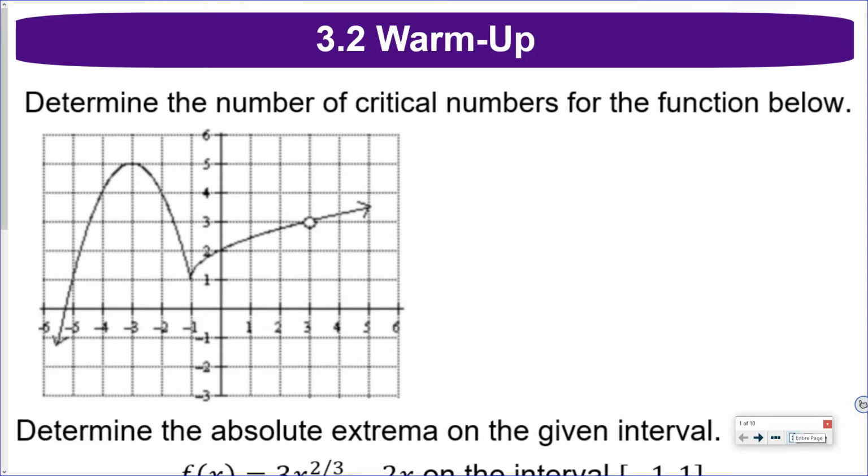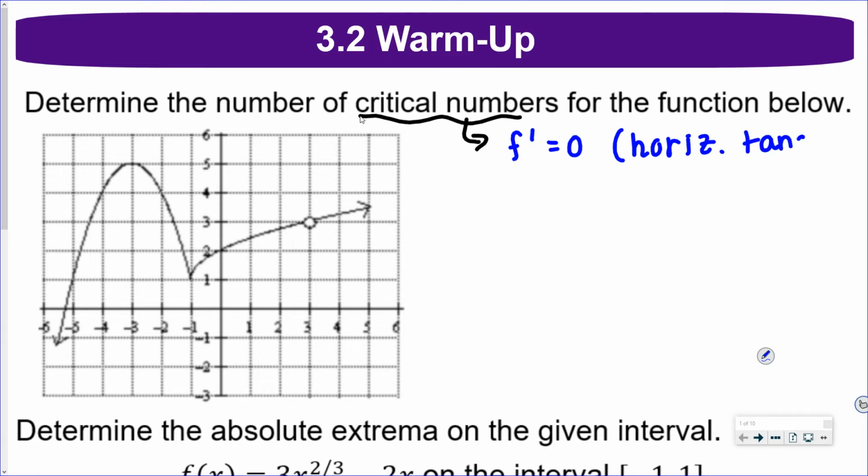On the first one, determine the number of critical numbers for the function below. So remember, our critical numbers can occur at 2 points. When our derivative is equal to 0, horizontal tangents, which are mins and maxes, or where our derivative doesn't exist or is undefined or we are not differentiable. So there was 3 in this case.